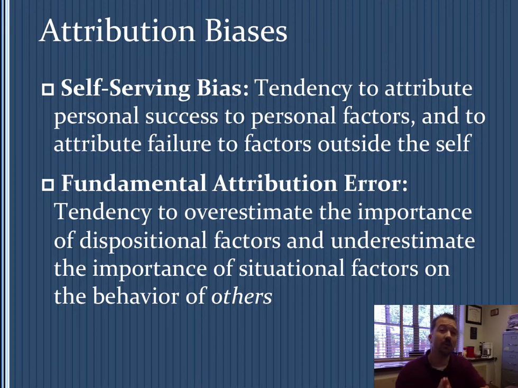This is really, really important stuff for you to remember. It cuts to the core of social psychology, kind of like cognitive dissonance theory. This is another big one. The fundamental attribution error is the tendency to overestimate the importance of dispositional factors, kind of who the person is, and underestimate the importance of situational factors on the behavior of others, especially for negative behavior. But it works for positive behavior too.